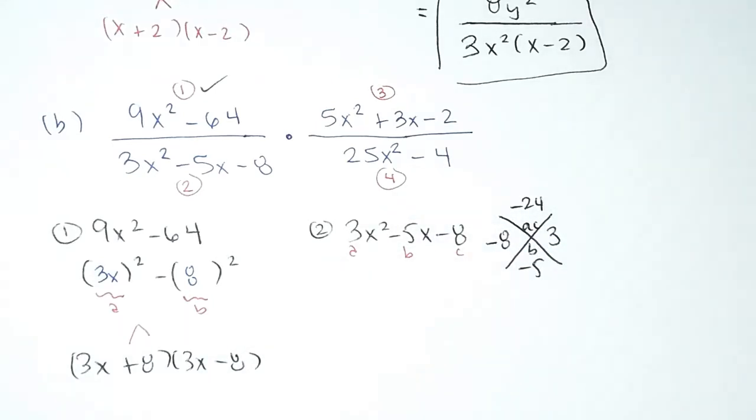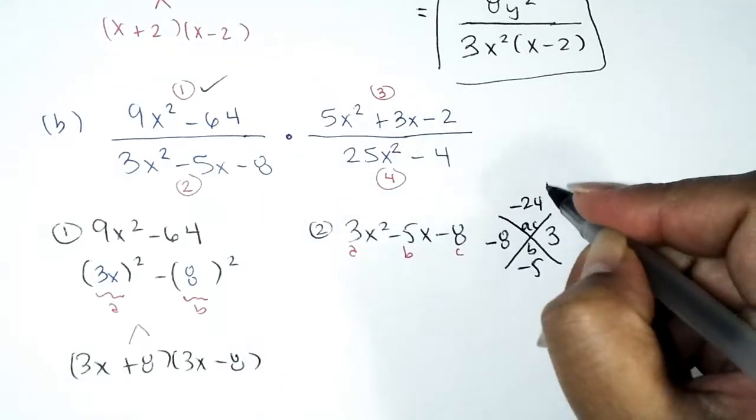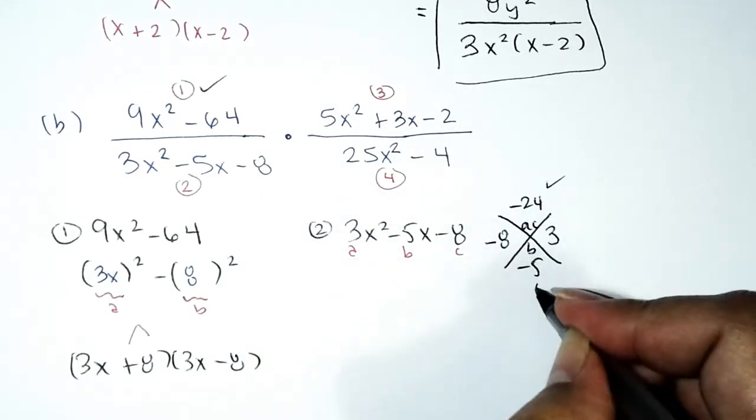Let's check it. The worst thing you can do to yourself is do a lot of math and then realize that you made a mistake. It's easier to check now and then work it out later. We keep our cool. Product of negative 8 and 3 is negative 24. Sum of negative 8 and 3 is negative 5.